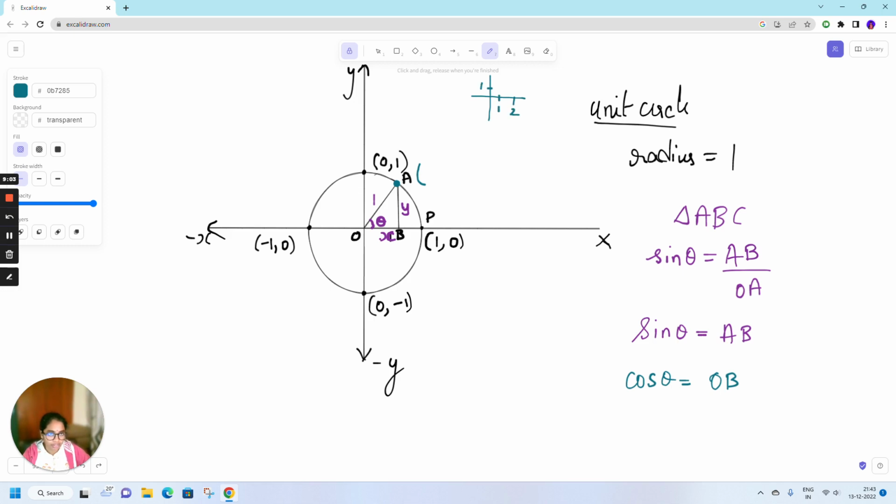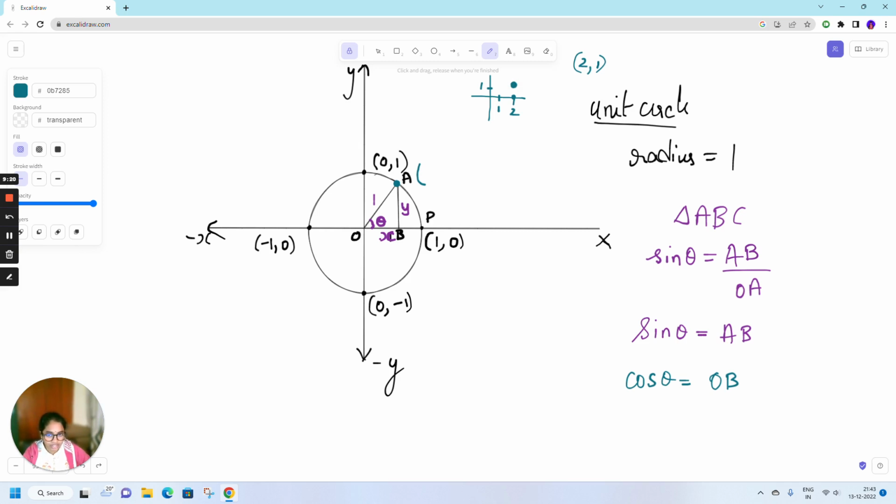I have been given a point (2, 1). Where would I represent it? The value on the x-axis is 2 and the value on the y-axis is 1, so it would come somewhere over here. Agree? The same logic we are applying here.